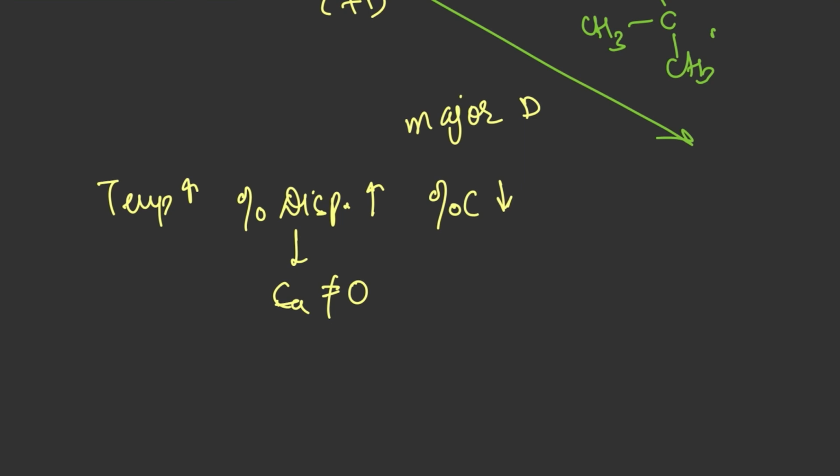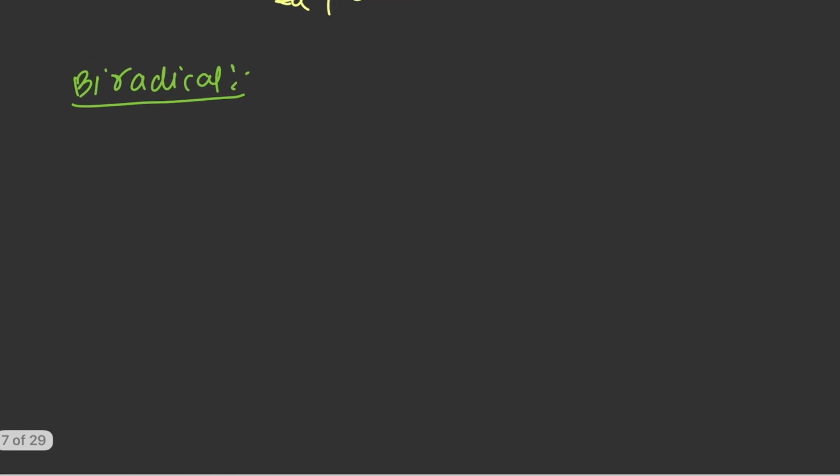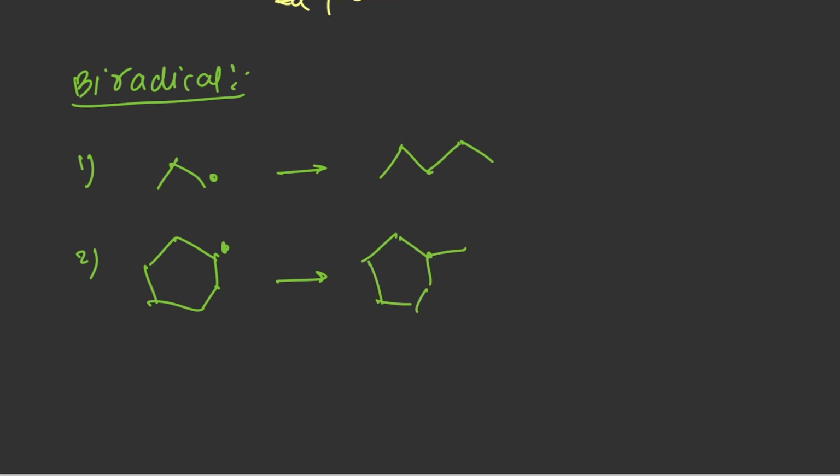Now let's talk about some examples of biradical. The thing to keep in mind: 1 degree we have majorly combination. 2 degree we have combination plus disproportionation, and 3 degree we have majorly disproportionation. So let's solve some problems. We have this compound. This is actually 1 degree, so this will form this. Second, this is 2 degree, so this will form first combination and another disproportionation.